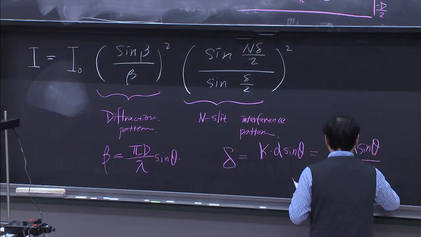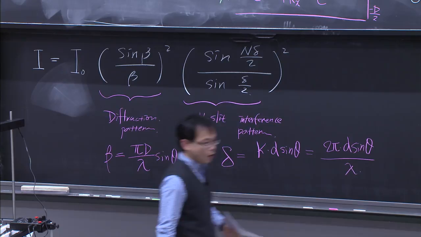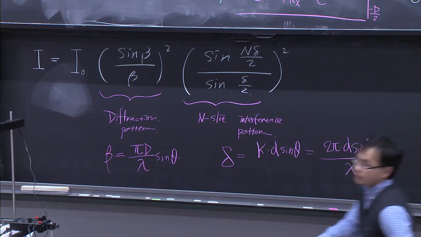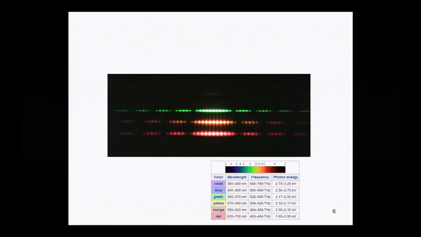That is why when we performed the double slit experiment in the last lecture, we got a complicated interference pattern like this with very complicated structure. And now we understand why the structure is like this. The small structure is coming from the two-slit interference, and the additional larger scale structure is coming from diffraction. It's coming from the intensity of a single slit as a function of sine theta. Okay? Any questions so far?